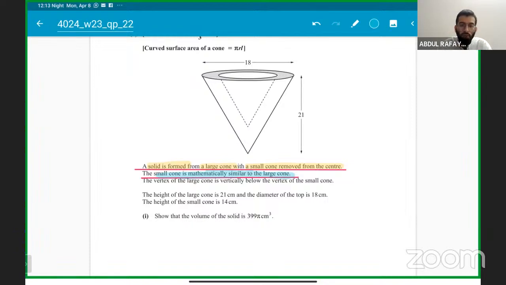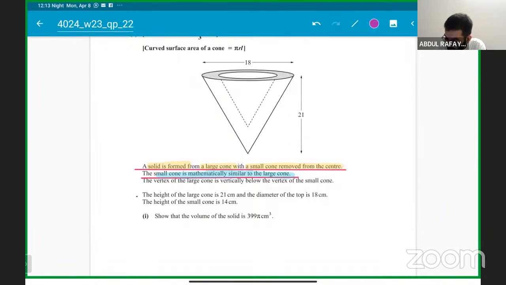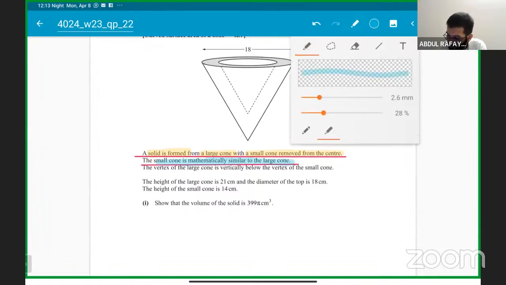Okay, so let's continue. I was saying that mathematically similar means that the ratio of the heights might be similar. We'll have to work that out. Next, we have the height of the larger cone as 21 and the diameter of the top is 18. The height of the smaller cone is 14. We have to show that the volume of the solid, which is formed by removing the small cone, is 399 pi.